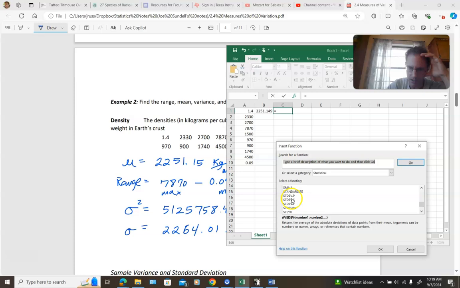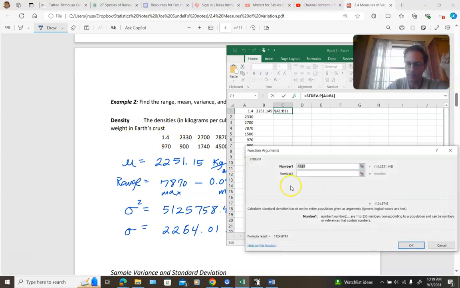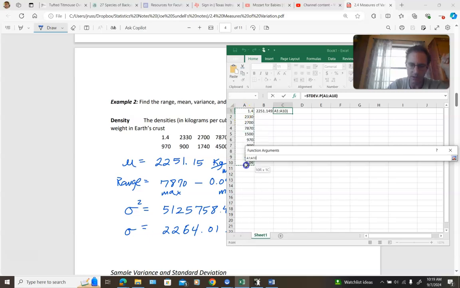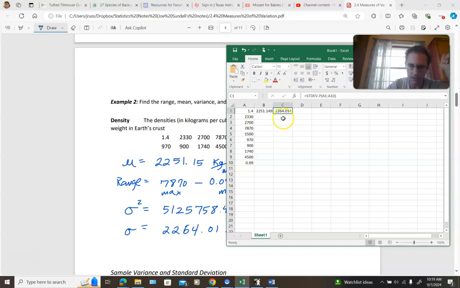Okay, now notice it says STDEV.P, STDEV.A, and don't worry about these others. So the .P means if this is a population, and the .S means if it were a sample. So I'm going to go with .P because that's the way we're treating this data, as if it's a population, okay? And then just select those same cells that contain the data, and look, this agrees with what we obtained from the calculator.